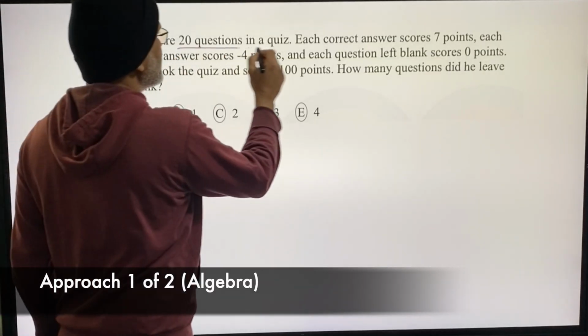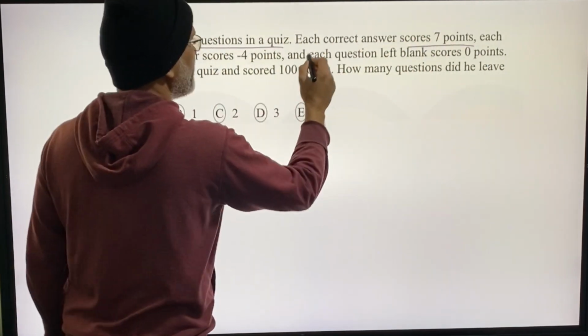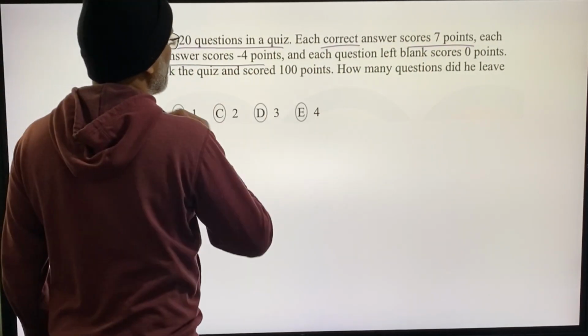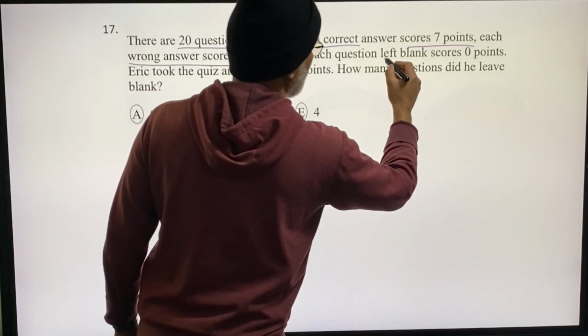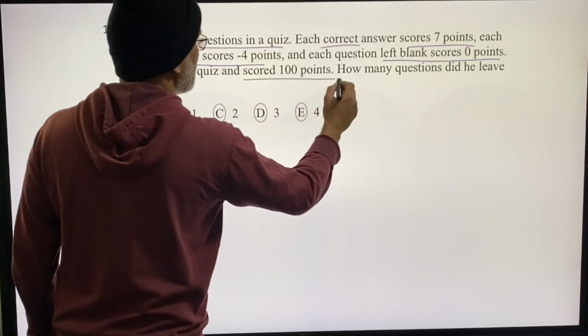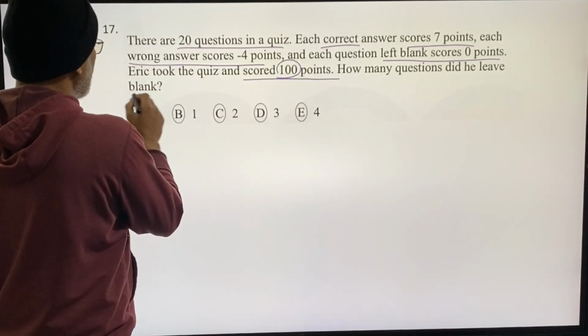There are 20 questions in a quiz. Each correct answer scores 7 points. So 7 points for each correct answer. Each wrong answer scores -4 points, and each question left blank scores 0 points. Eric took the quiz and scores 100 points, so 100 points total. How many questions did he leave blank?